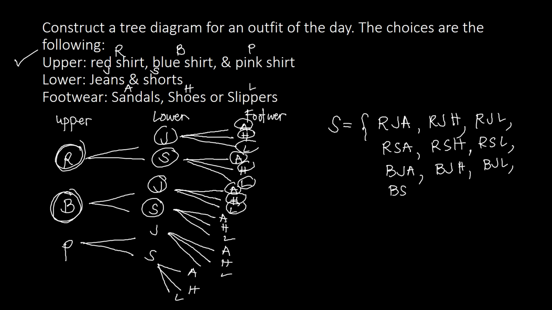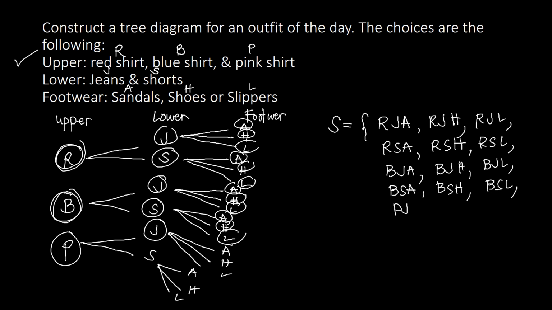And then on the third choices, or the third part, the footwear, we have your A. Then another one, we have your H. And then another one, we have our L. Next, we go to P here. Then going over to J.